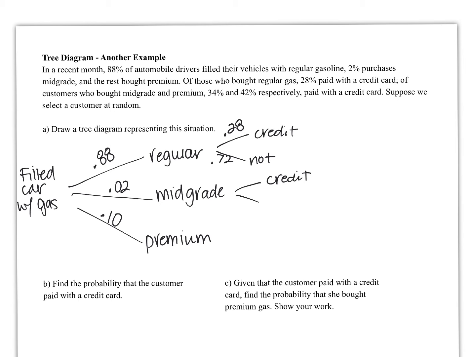For mid-grade, 34% paid with a credit card, which means 66% did not. And then for premium, 42% paid with a credit card and 58% did not.